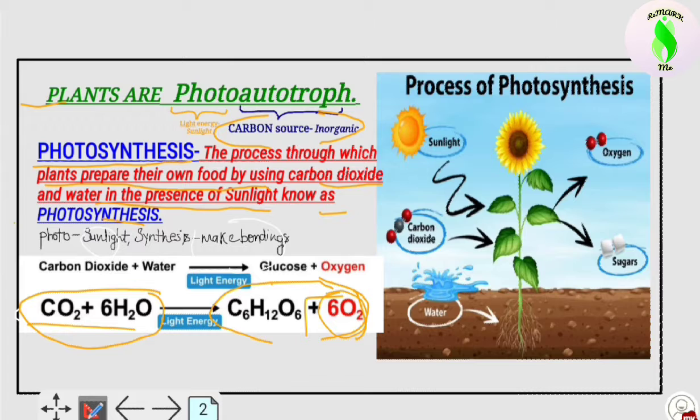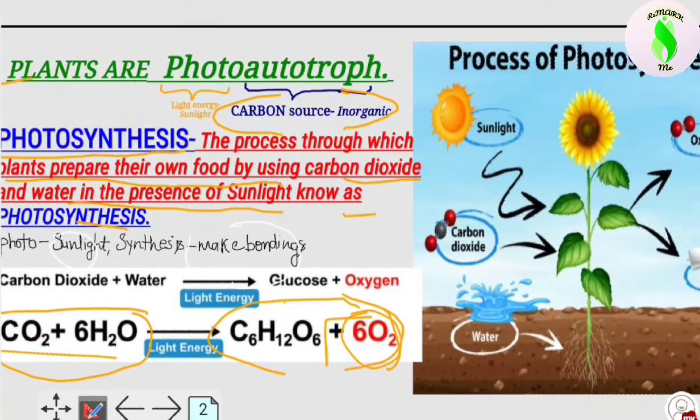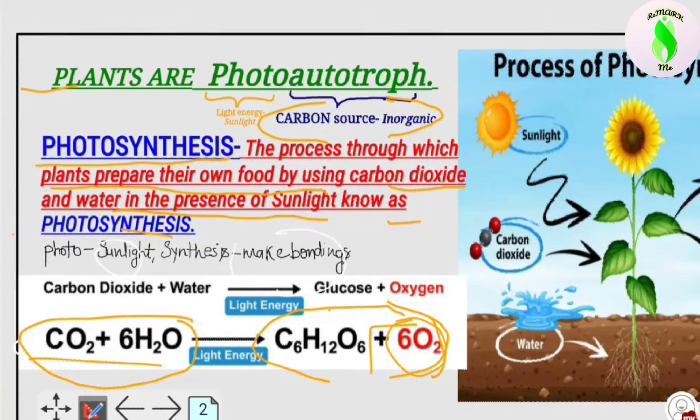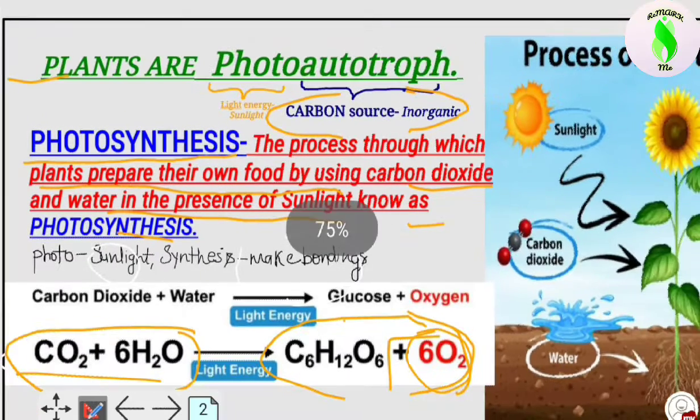To understand photosynthesis, there is a need to know one important point about plants: that plants are photoautotrophs. It means that they make their own food in the presence of sunlight by using a carbon source that is inorganic in nature. Photo means light energy, autotrophs means carbon source that is inorganic. So plants make their own food in the presence of sunlight by using the carbon source that is inorganic in the environment. Now come to our topic, that is photosynthesis.